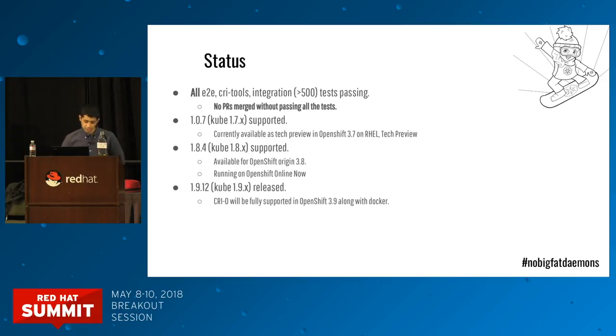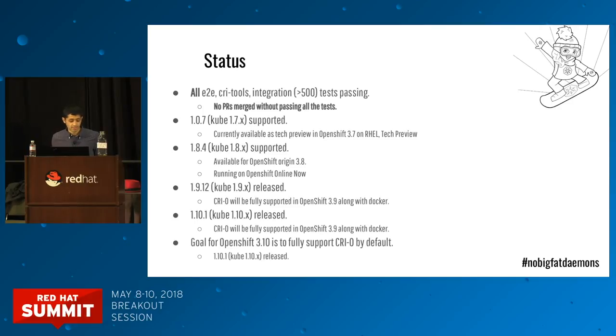The latest release on the 1.9 stream is 1.9.12, which we just released yesterday. And 1.9 is actually also fully supported in OpenShift 3.9. So we have our customers using it in production and giving us feedback. And finally, 1.10.1 is the latest 1.10 release, and our master is tracking 1.11. So whenever Kube 1.11 comes out, CRI-O will be ready. And one more goal for OpenShift 3.10 is to fully support CRI-O by default instead of the other daemon.